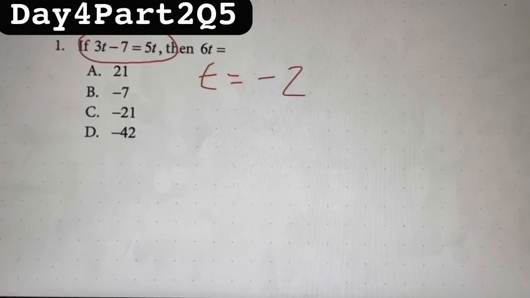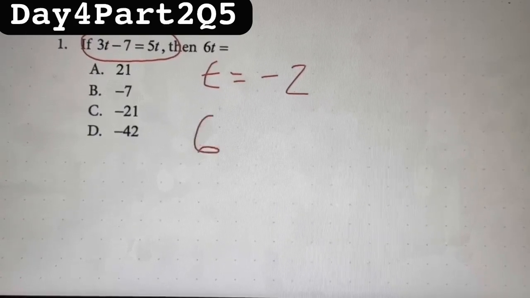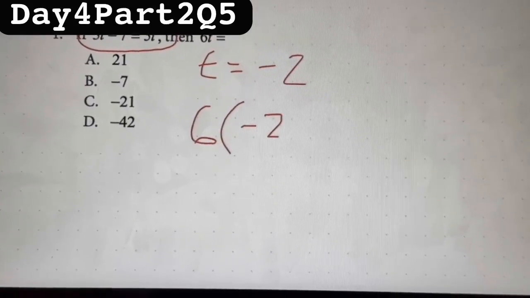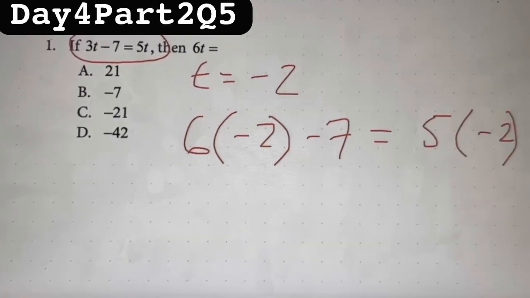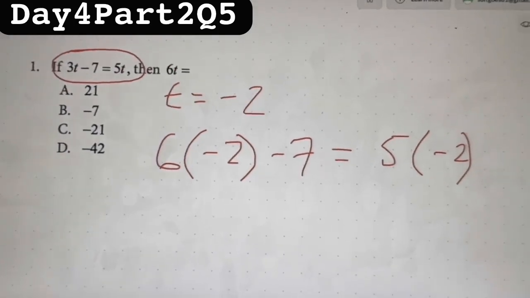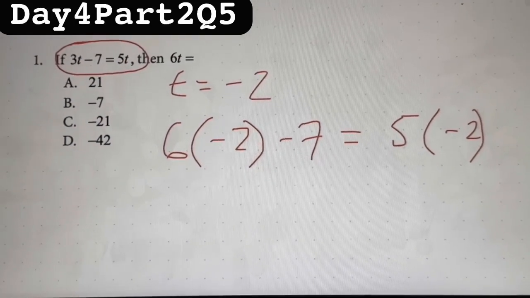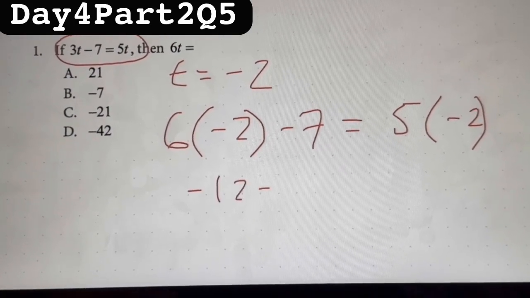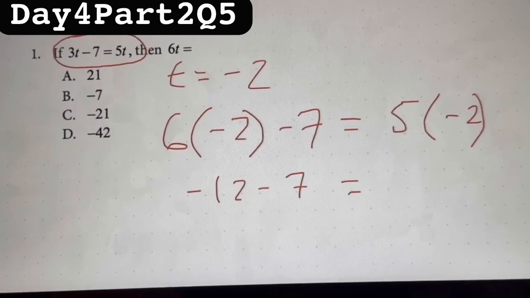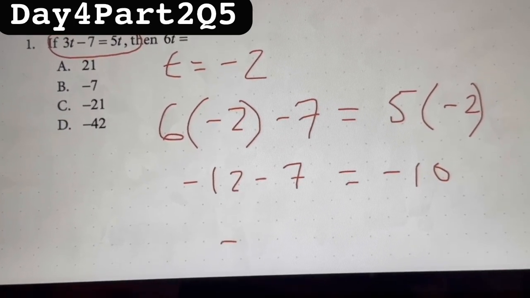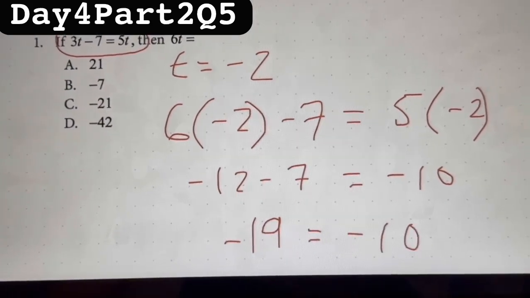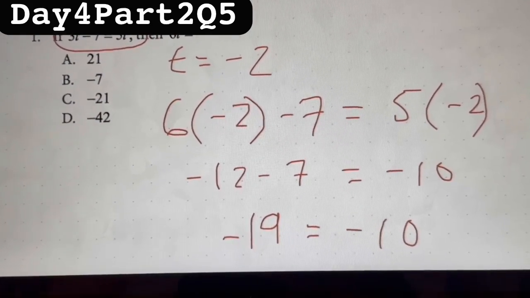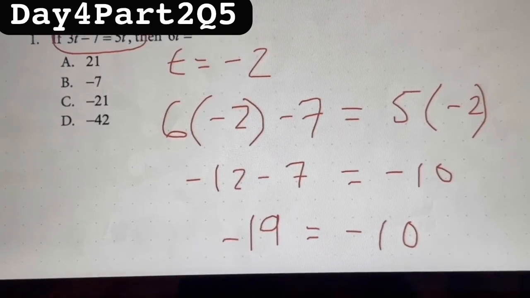Plug it in. Again, I'm just looking at this question like a big experiment. That's all this is. You've got all the time in the world on the TSI. Just play around with equations like this. 3 times negative 2 is negative 6, minus 7 gives negative 13, equals 5 times negative 2, which is negative 10. Hmm, I don't like that. Let's try negative 3.